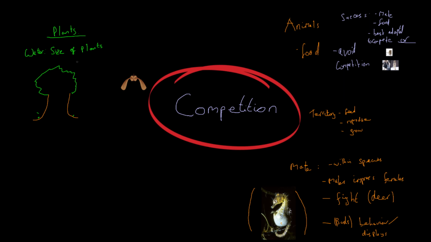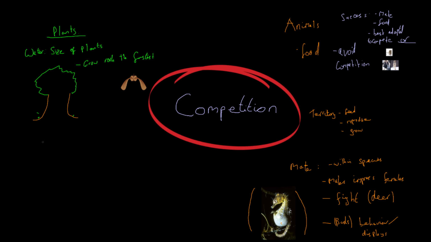And another adaptation, in order to compete for water, is plants which grow roots the fastest. So of course, if you have a number of seeds growing in the same place, the one which grows its roots the fastest will have first dibs on the water, and therefore those plants are most likely to survive and outcompete the rest.